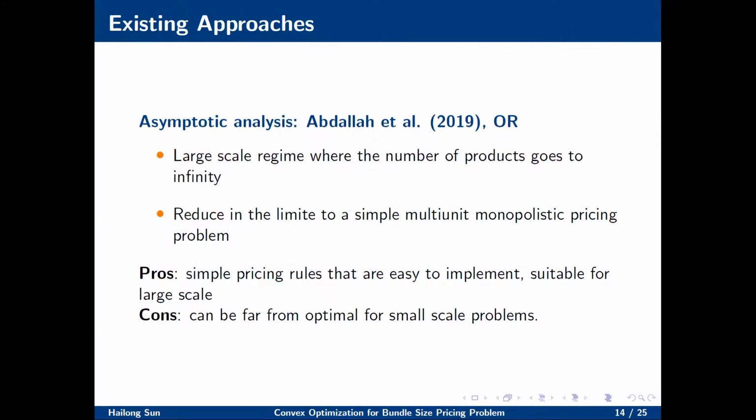So another approach is the asymptotic heuristic proposed by Abdallah in 2019. The paper has just been accepted in Operations Research. Basically, they analyze the so-called asymptotic regime where the number of products goes to infinity. And based on the analysis, they can design closed-form pricing rules, which have very good performance for large-scale problems. The pro is that their simple pricing rules are very easy to implement and suitable for large-scale problems. But the con is that it can be far from optimal for small-scale problems. So later we will see this in the numerical experiment.